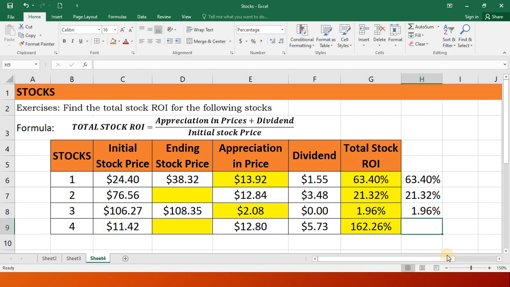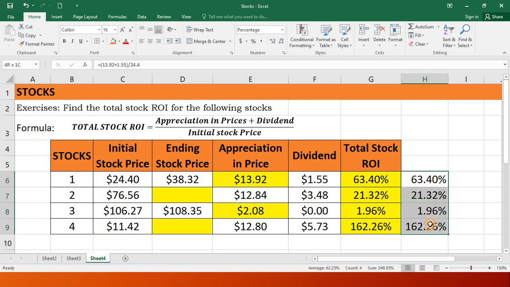And lastly, just like doing your calculator, we have equals, open parenthesis, appreciation in prices is 12.80 plus dividend is 5.73, close parenthesis, divided by 11.42. Press enter, and I have 162.26. So this is using your calculator, and this is using the spreadsheet formula. So you can do the method where you are most comfortable with.